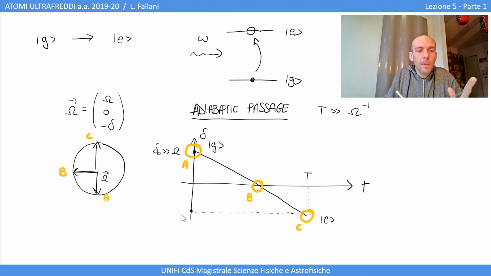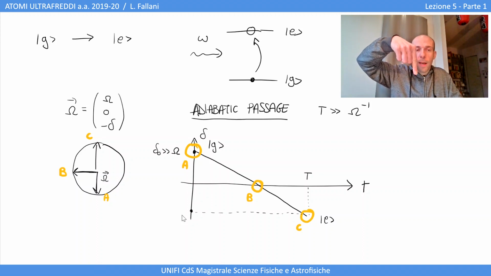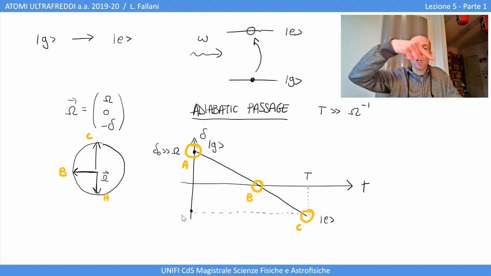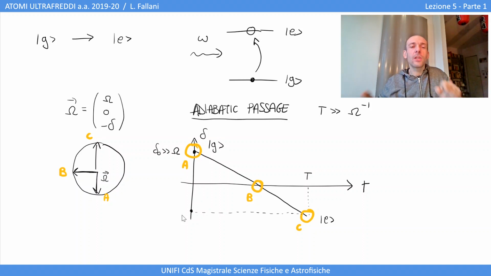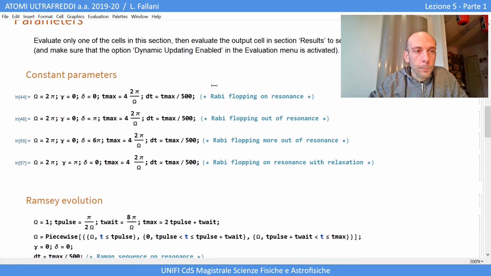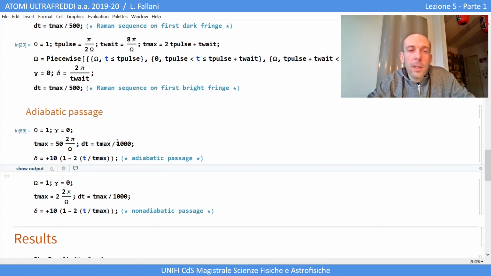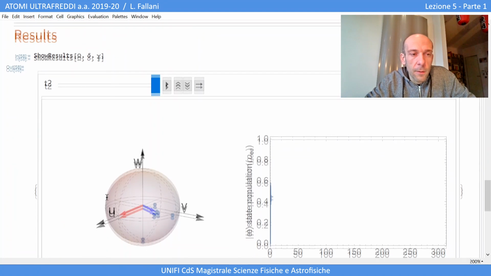So during time, the Rabi vector is performing a rotation around the Bloch sphere. And so you know now that the Bloch vector, the state vector, should precess along this changing direction of the Rabi vector. So now let's take the Mathematica notebook, adiabatic passage. There are some parameters here, and these parameters are chosen in such a way that the process is working. So these are good parameters, and I'll show you the result of that.